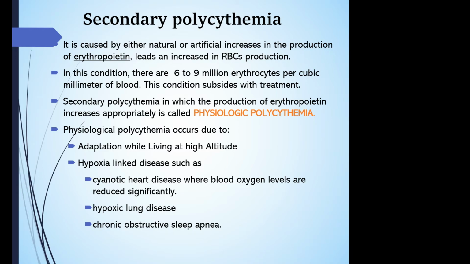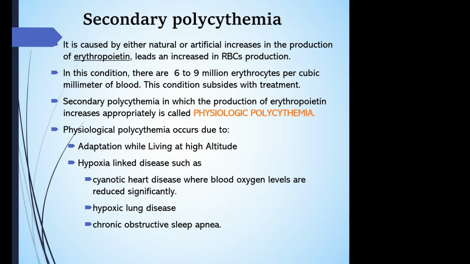And in case of secondary polycythemia, it is caused by either natural or artificial increase in the production of erythropoietin, leading to an increase in the RBC production. In this condition, there are 6 to 9 million erythrocytes per cubic millimeter of the blood. This condition subsides with treatment.